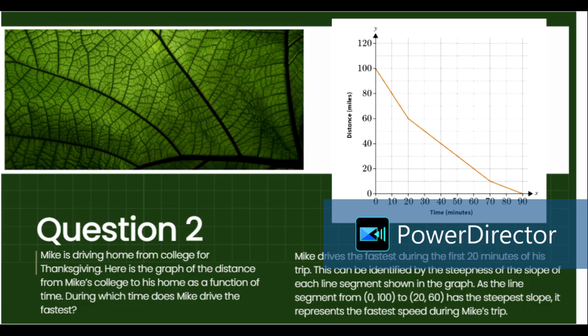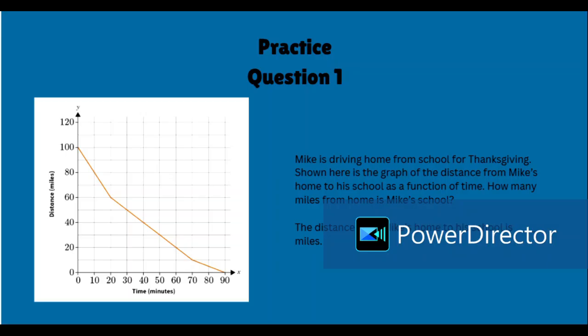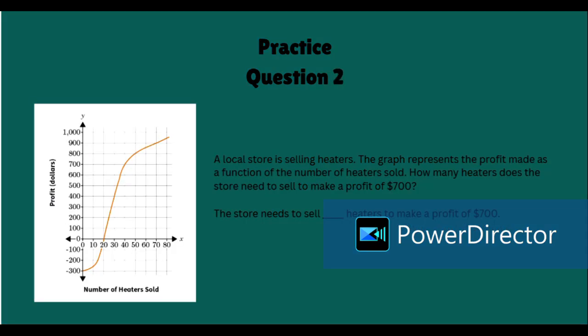Okay. This is practice question number 1 at the end of your lesson. Mike is driving home from school for Thanksgiving, and it's all the same information. How many miles from home is Mike's school? Pause it, figure it out, and come back. So we need to look at miles. He's starting at school, so his school is 100 miles from his home. 100 is your answer.